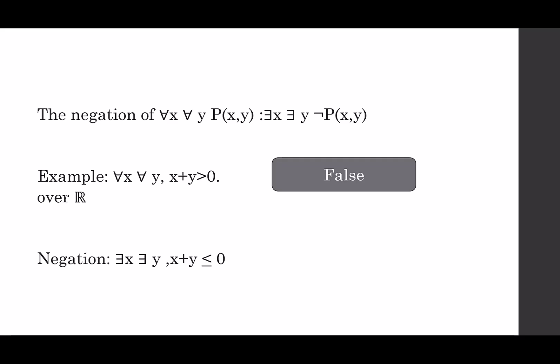Our negation is there exists x, there exists y, such that x plus y is less than or equal to 0. So we have flipped the quantifiers and we negated our predicate. This we know to be true. If we go back to our example of -1 plus -2, we've satisfied our statement.